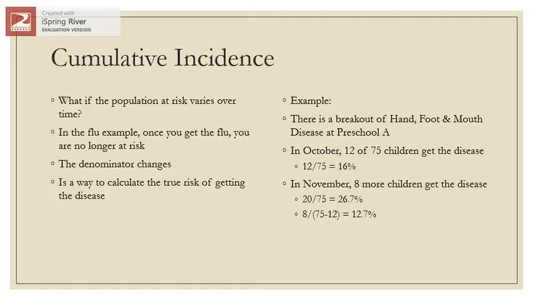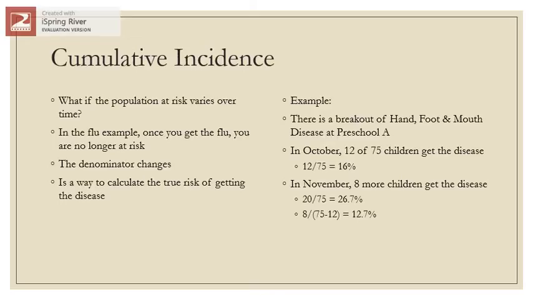But that's not really the true risk of developing hand, foot, and mouth in November at this preschool. 26.7% sounds really high. The true risk of developing hand, foot, and mouth goes down actually because once you get hand, foot, and mouth, you don't get it again. So we need to subtract this number, 12, the number in October. They're not at risk anymore.